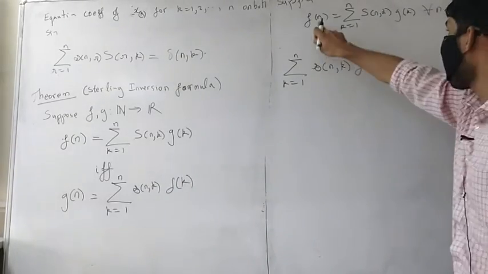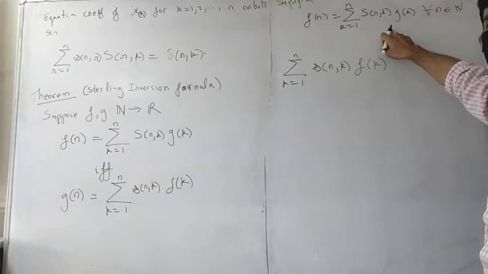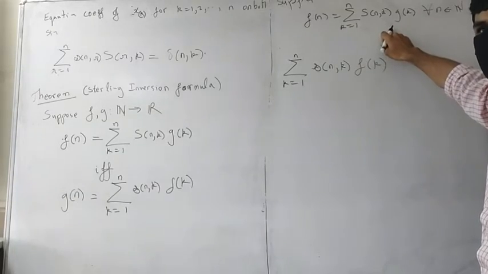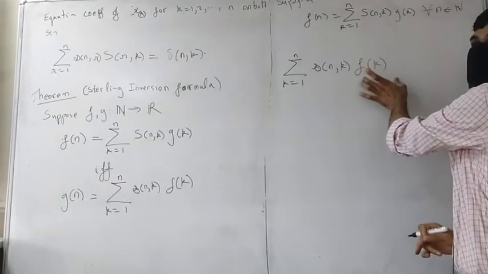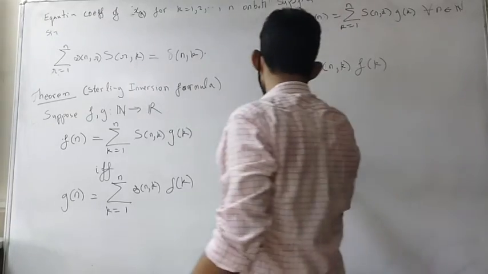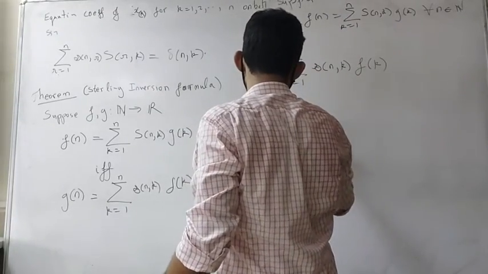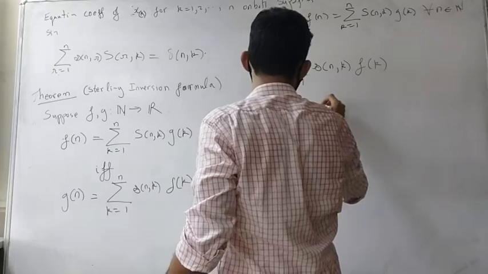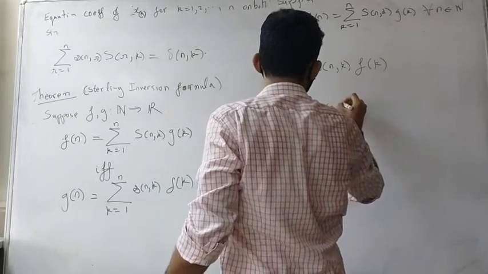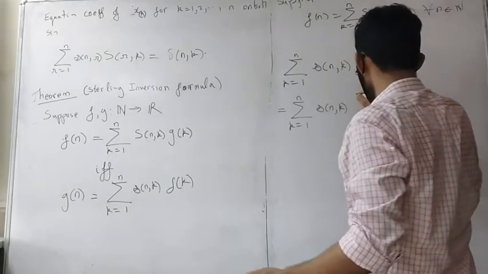What will we do? We know the expression of f in terms of g in this manner. What will we do? We'll take that and substitute here. Okay, so you will get, this is a very common technique. Can you see what's happening here?